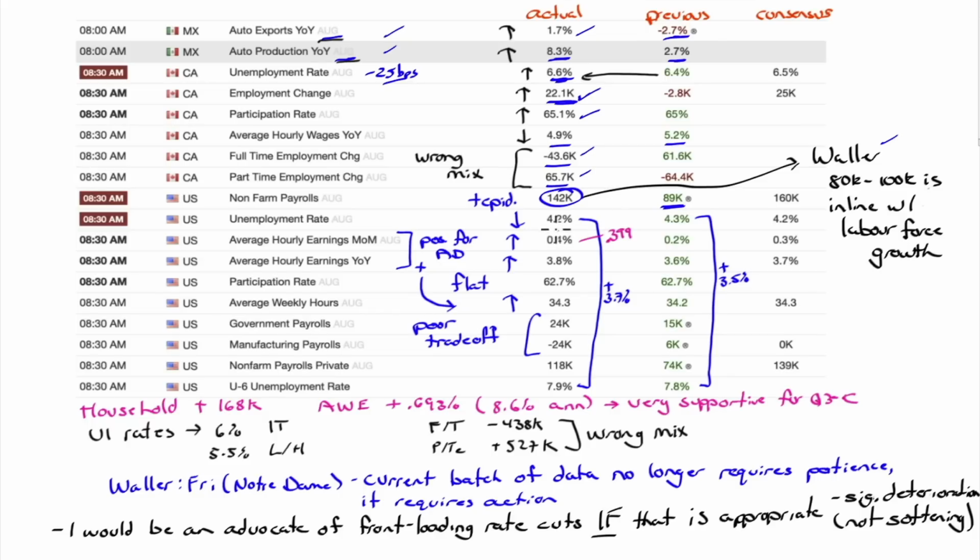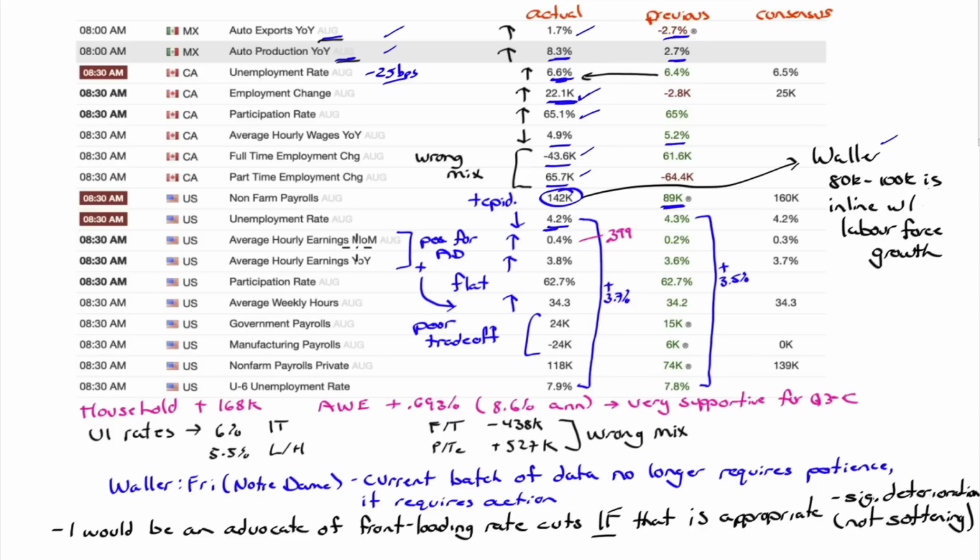142, unemployment rate 4.2, ticks down from 4.3. This is having to do with the rate at which the labor force grows. If the labor force grows a lot, even if you have a good jobs report, you could have unemployment going up. But if the labor force doesn't grow a lot, even though you don't add a lot of jobs, you could have the unemployment rate going down. So that's a function of labor force growth. This is really positive, by the way.